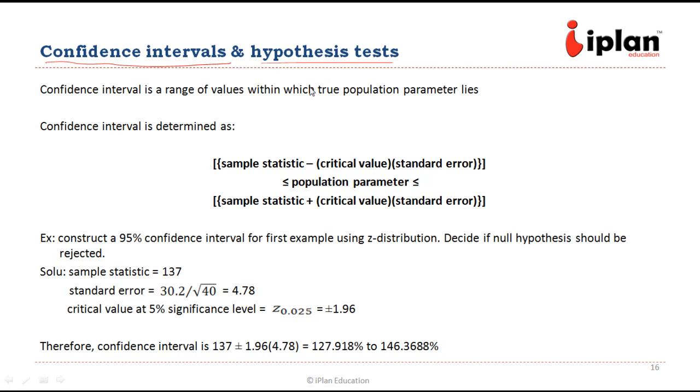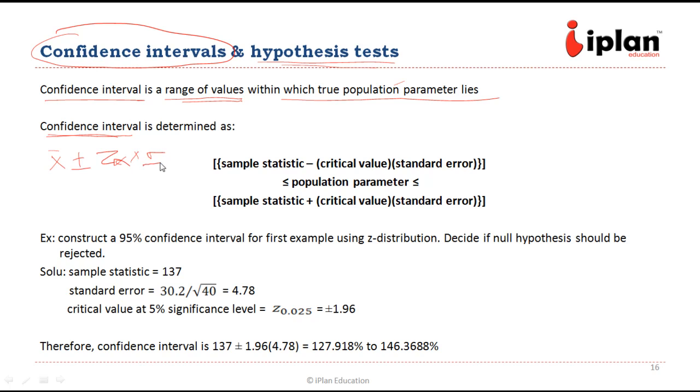Here we are comparing the confidence intervals and the hypothesis test. Let us look at the use of confidence intervals in hypothesis testing. As we already know, a confidence interval is the range of values within which we believe the value of the population parameter will lie. As usual, the confidence interval is the sample statistic plus minus the critical value, alpha or alpha by 2 based on one tail or two tail test, times the standard error, which is sigma by root n.